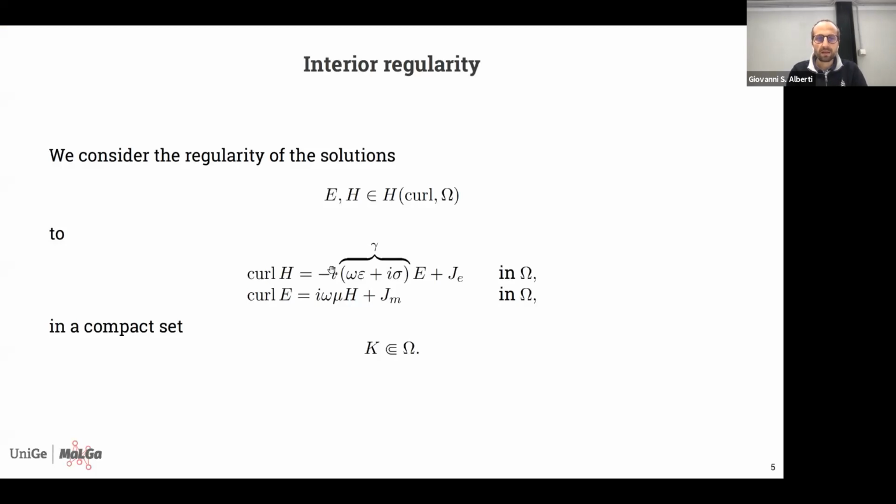So here again are Maxwell's equations, and we consider the regularity of the solutions in a compact set inside omega. So basically we stay away from the boundary. For compactness of notation, this coefficient here, omega epsilon plus i sigma, I call gamma. I will come back to the precise definitions of epsilon, sigma, and mu. So far, they are just functions. And as I said, I'll come back to this later.